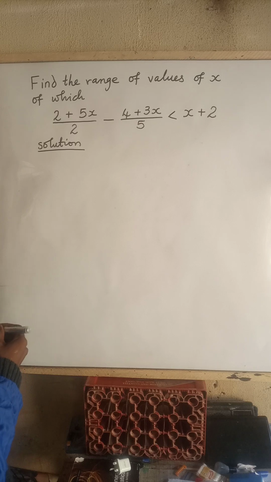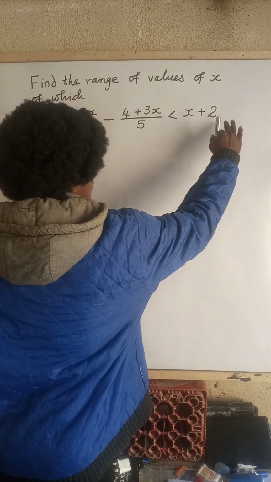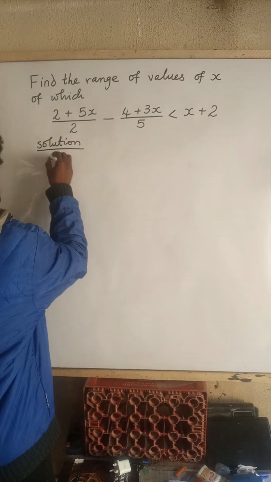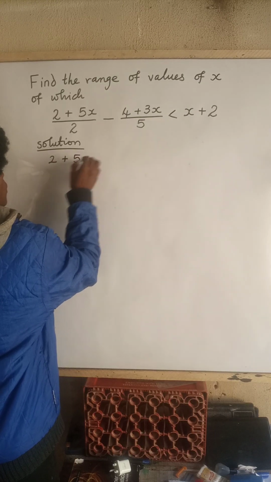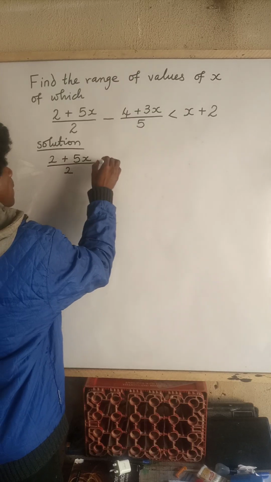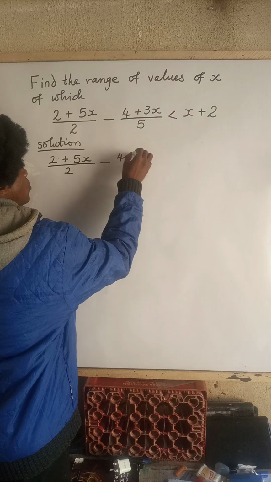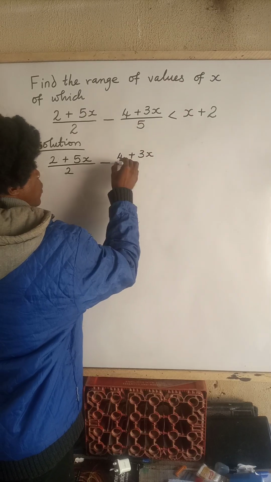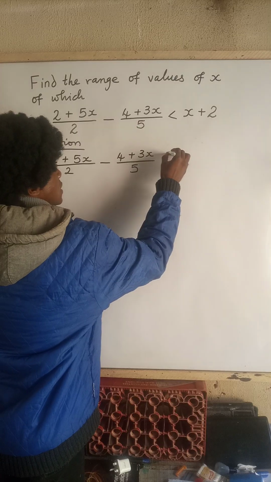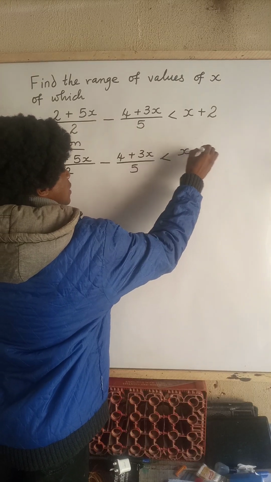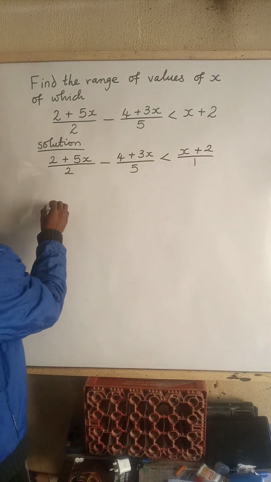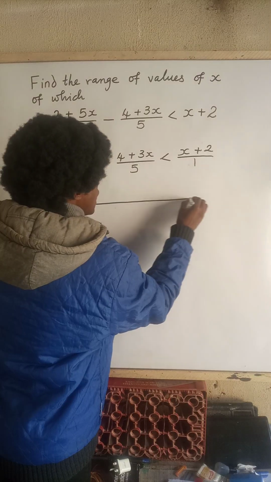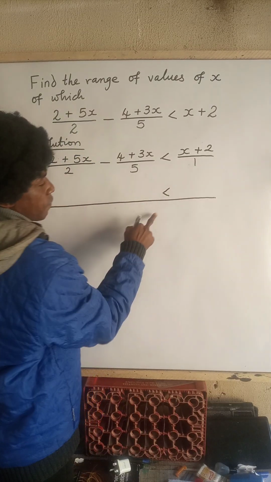To solve this question, what I will do first is make everything a fraction. That is (2 + 5x)/2 - (4 + 3x)/5 is less than (x + 2)/1. The next thing I will do is find the LCM, inclusive of the inequality sign.